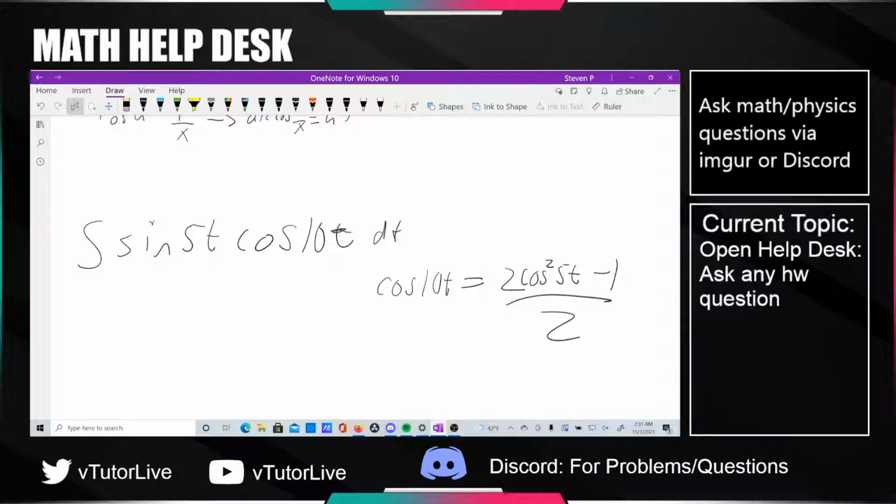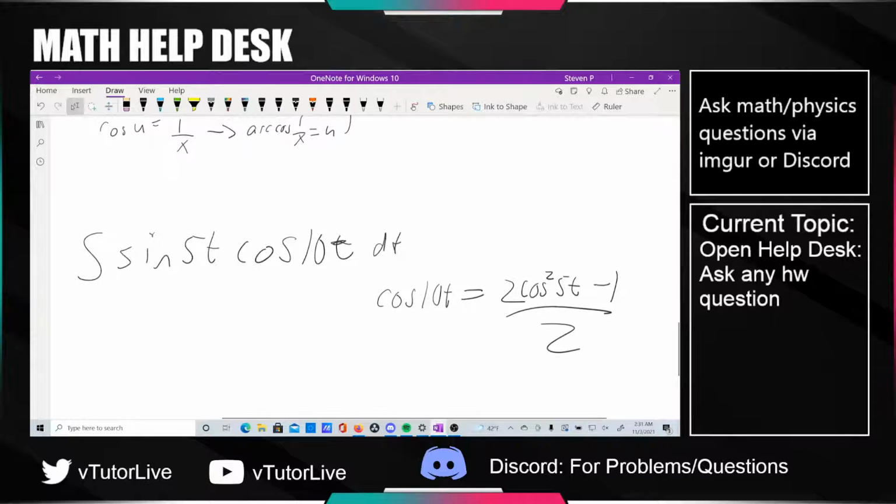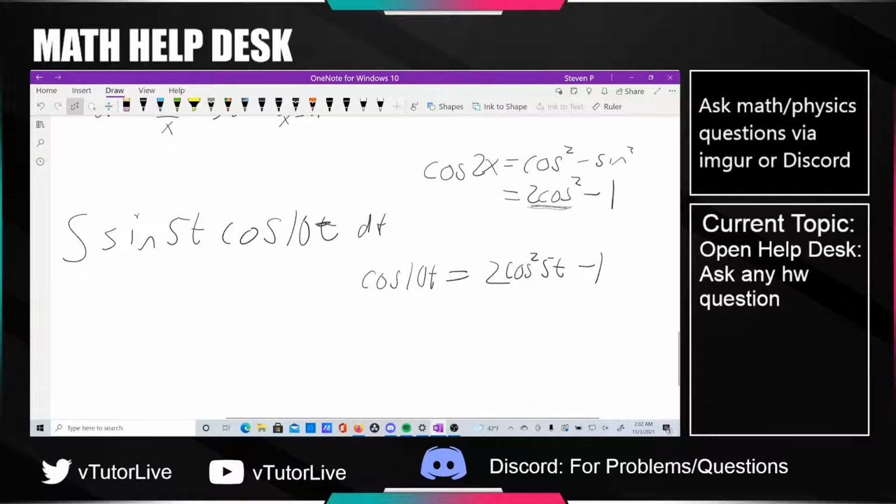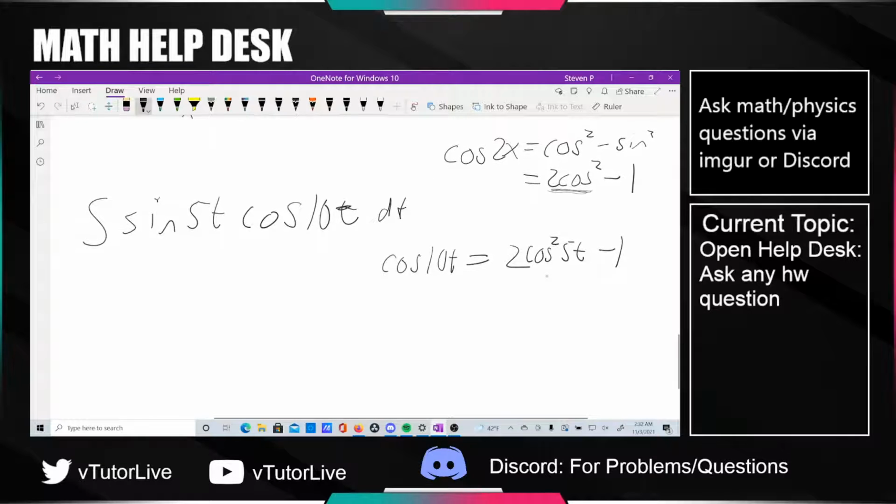Let me just write it out. So cosine squared minus sine squared, right? Cosine of 2t. Okay, I get it. Sorry, I did make an error. So this is equal to 2 cosine squared minus 1. So this over 2 is incorrect. It's good that you brought it up. Minus sine squared is cosine squared minus 1, and then you add that together with cosine squared, you get 2 cosine squared minus 1. So at this point, you just plug this in.